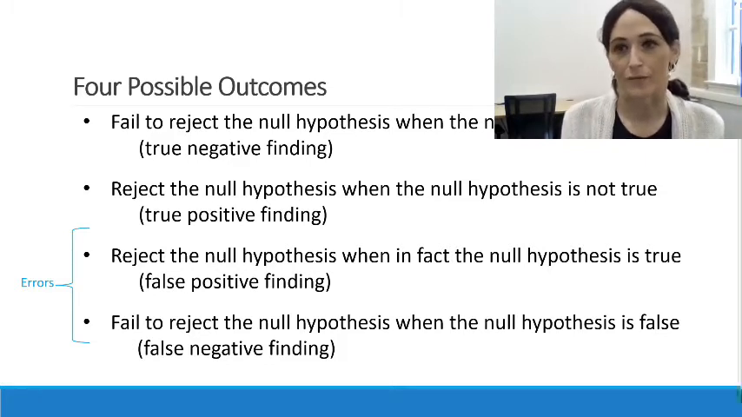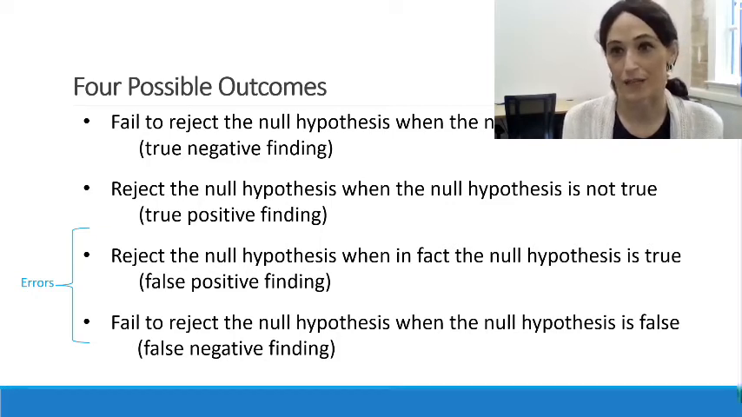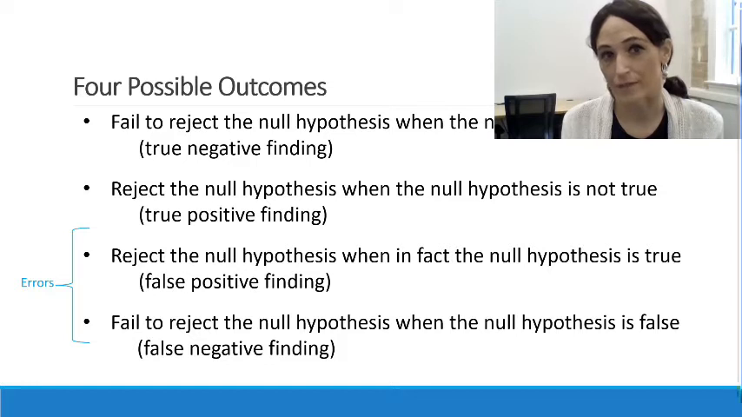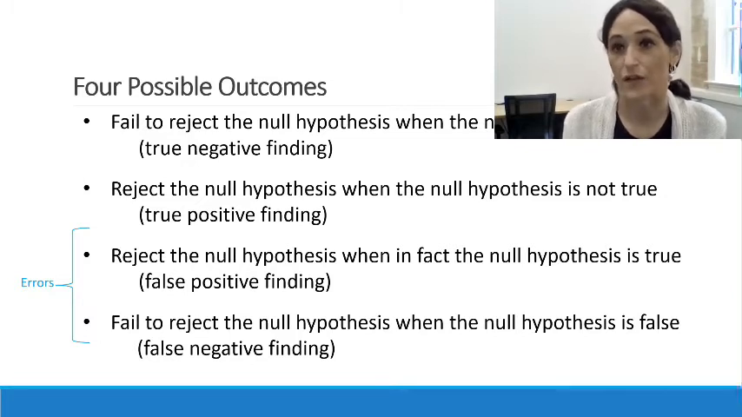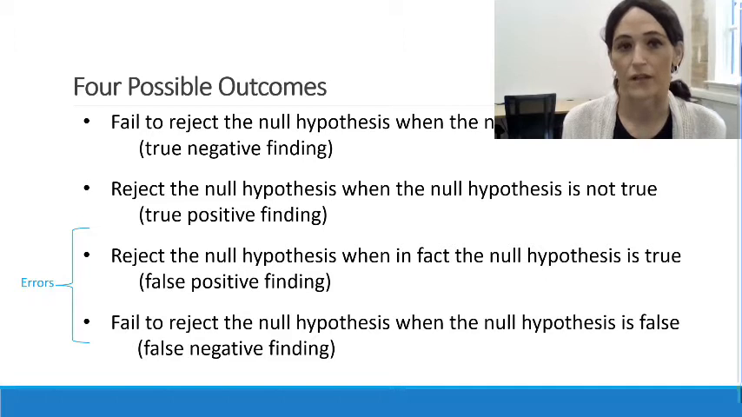So one outcome would be we fail to reject the null hypothesis when the null hypothesis is true, meaning we have a true negative finding. The null hypothesis is true, there's no difference in the population, and we also fail to reject that null hypothesis. We didn't find enough evidence to suggest that the null hypothesis is not true. That would be a true negative finding.